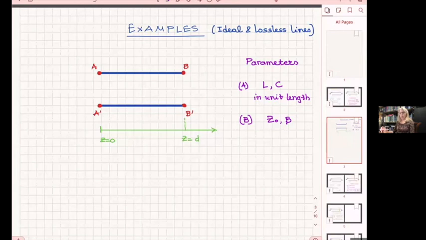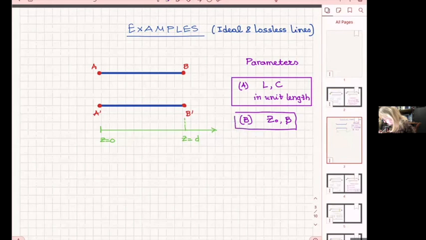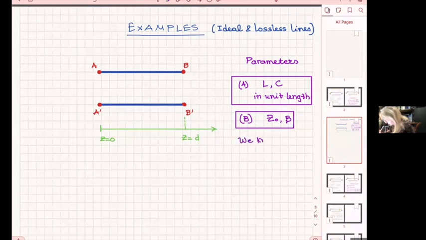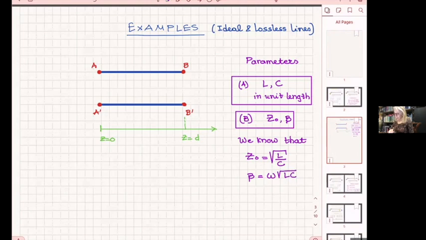Why is it only one group or another? All right, why is it only one or another? Because one group gives you the other. So for example, if I give you L and C, we know that Z naught is square root of L over C. And we know that beta is omega square root of LC. So these two, one can give you the other.